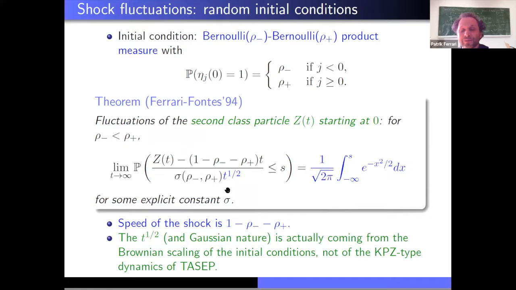Then they have proven that once you center and scale by T to the 1/2, not 1/3 like before, 1/2, the limiting result is a Gaussian. Actually, the reason why I have 1/3 here and the Gaussian there is actually coming from the initial condition, and not from the fact that the model is really KPZ, as you might understand from later.